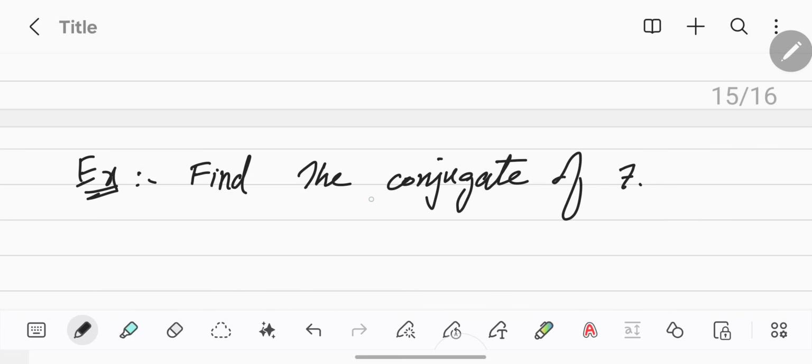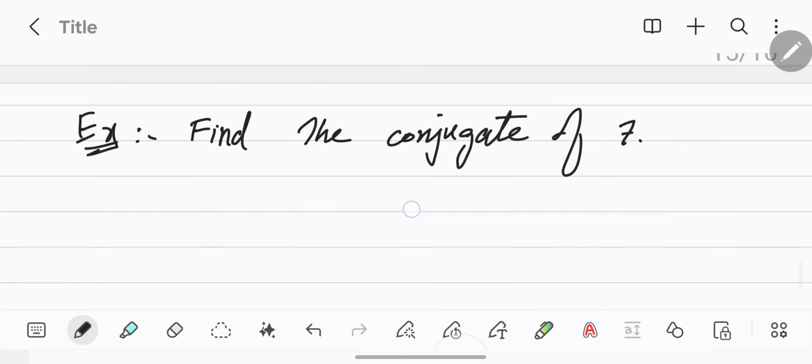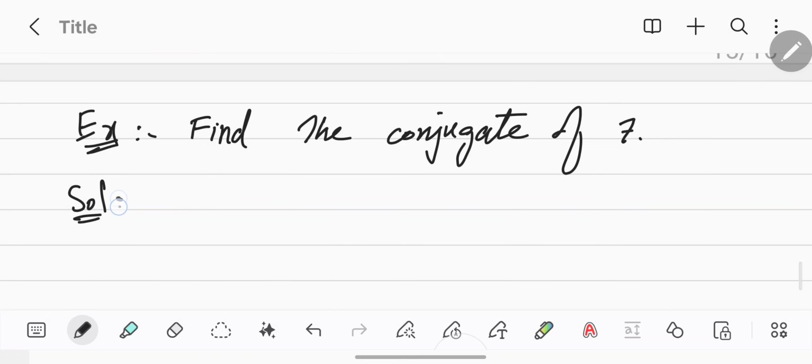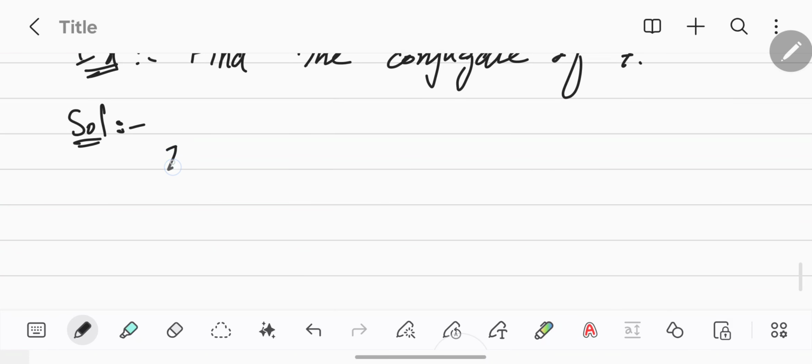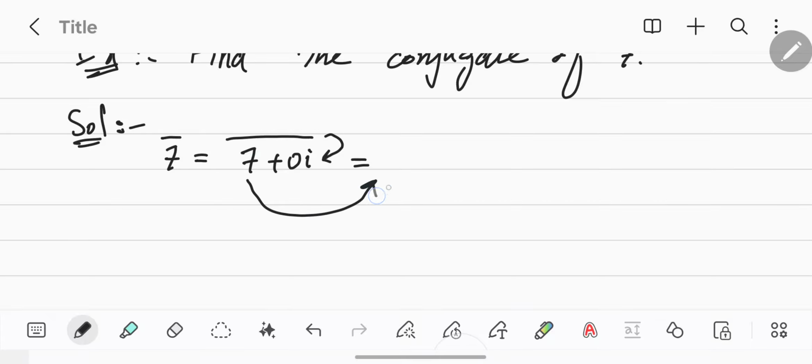In this example, we have to find the conjugate of 7. Okay, here is the solution. Since I told you, you can write 7 as 7 plus 0 iota, right? So if you take its conjugate, you can write this bar. Now, if I apply this conjugate to the number, the real part will remain the same, but for the imaginary part I would write minus, but there is no purpose. If you write this, it will be again 0, so that is not needed.